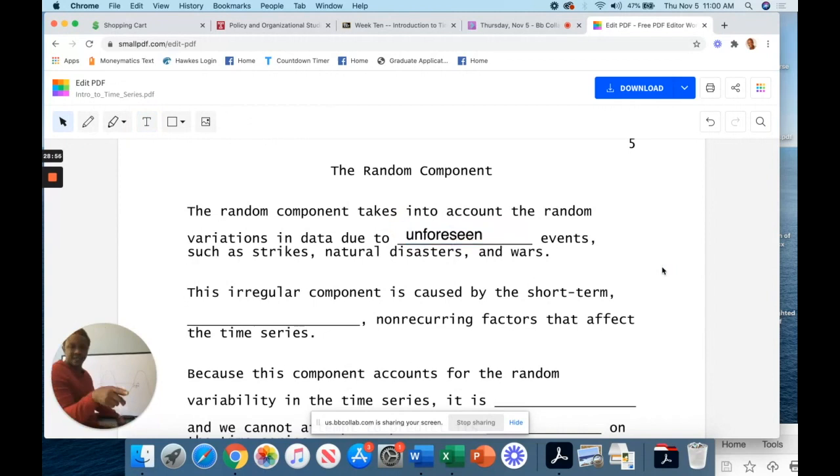So the random component is also referred to as irregular. If you see random or irregular, it's saying the same thing. This component is caused by short-term, unanticipated, often non-recurring events. Every time we write a word here, it's pretty much going to be the same thing in terms of meaning.